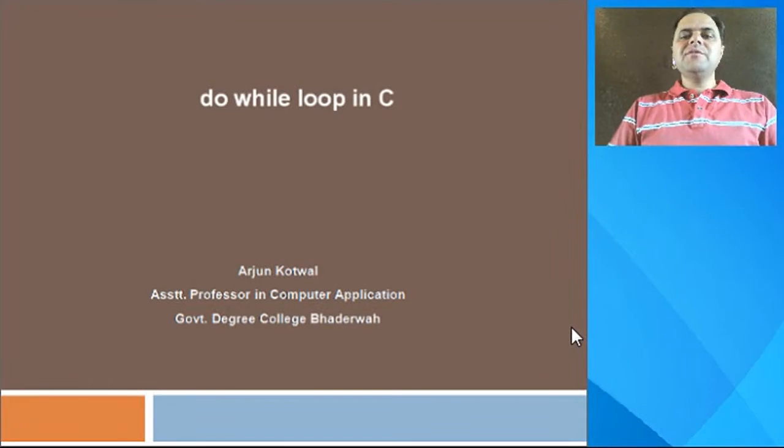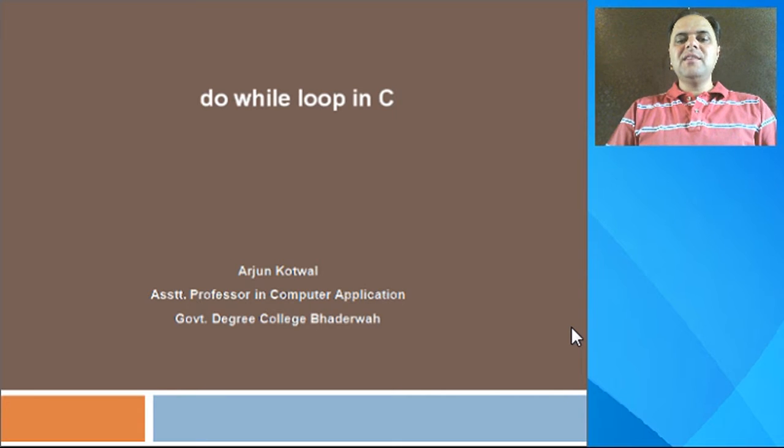Hello students, today's lecture is do while loop in C. As I have already discussed while loop in C in my previous lecture, the do while loop is also similar to while loop. The only difference is it should at least execute once. It means if the condition is false, then also it should execute at least once.